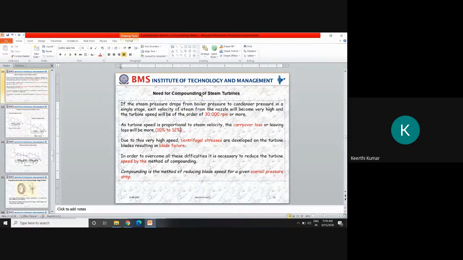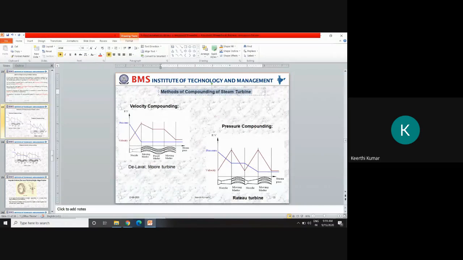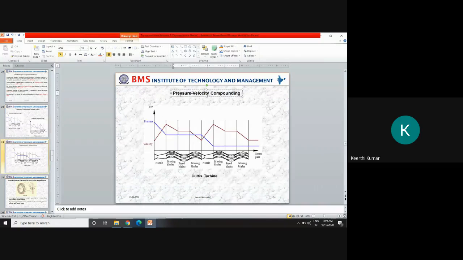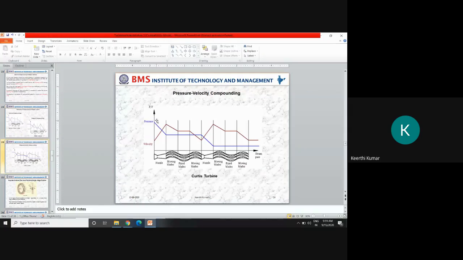So compounding is required. In order to overcome the difficulties, it is necessary to reduce the turbine speed by the method of compounding. Adopt any one method of compounding to reduce the speed of the turbine or to increase the efficiency, and the overall pressure drop can be achieved. There are three methods of compounding: velocity compounding, pressure compounding, and pressure velocity compounding. Pressure velocity compounding is nothing but a combination of the two. If you thoroughly prepare velocity compounding, this is very simple, because it is an addition of that part.